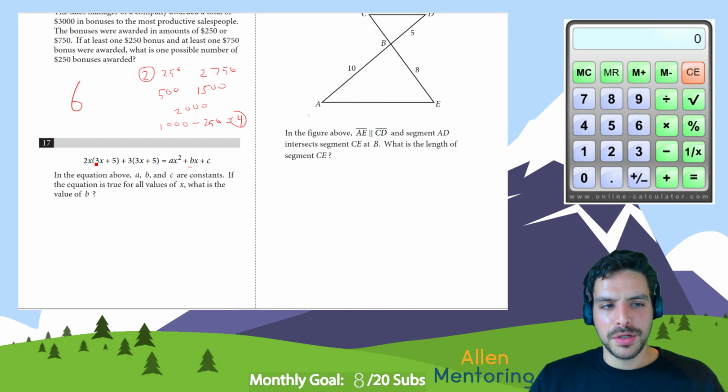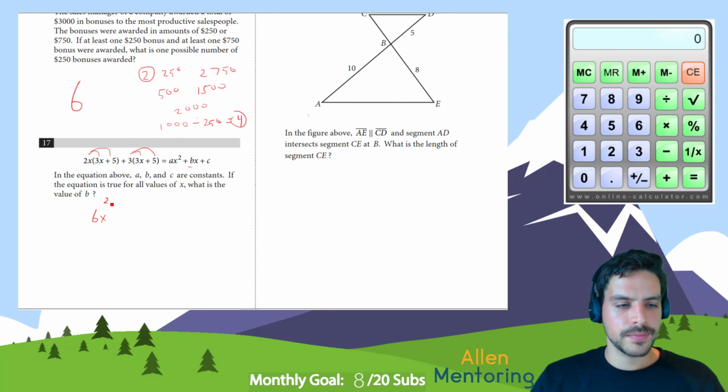Well, first thing you probably want to do is get rid of these parentheses. We want to expand these parentheses. So we're going to distribute this, and then we're going to distribute this. Let's start here. 2x times 3x is 6x squared, plus 5 times 2x is 10x, plus 3 times 3x is 9x, plus 3 times 5 is 15.